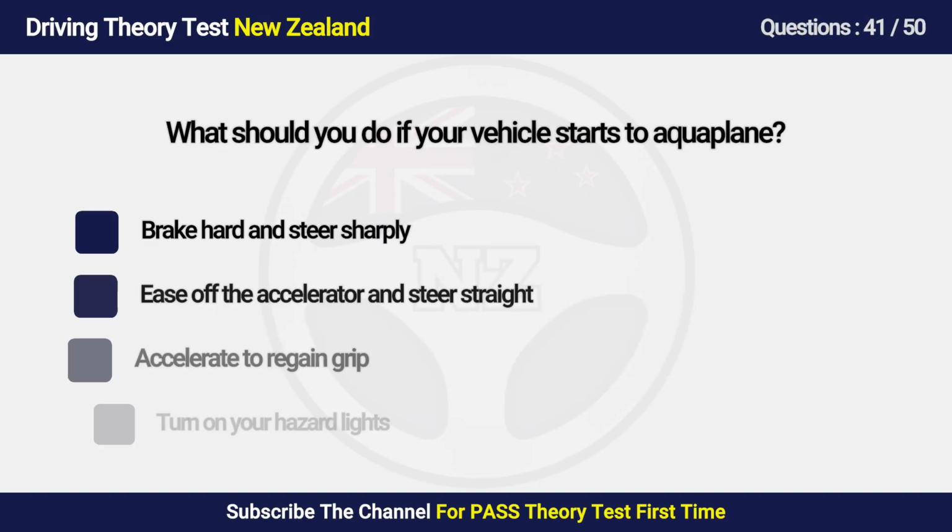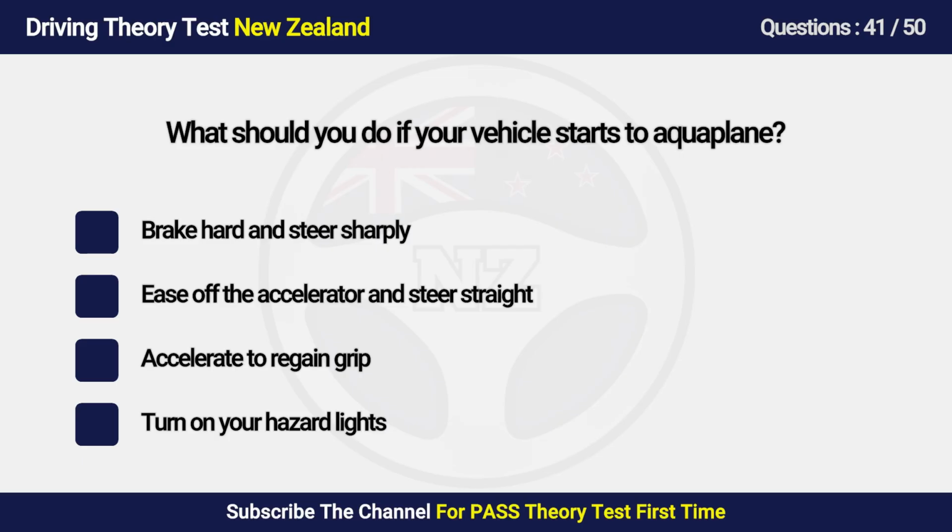Question 41. What should you do if your vehicle starts to aquaplane? A. Brake hard and steer sharply. B. Ease off the accelerator and steer straight. C. Accelerate to regain grip. D. Turn on your hazard lights.